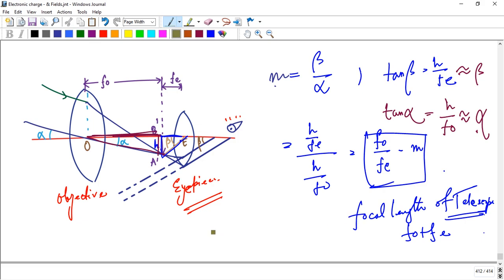For high magnification, M is inversely proportional to fe, so fe should be small. And M is directly proportional to f naught, so the objective focal length should be high.